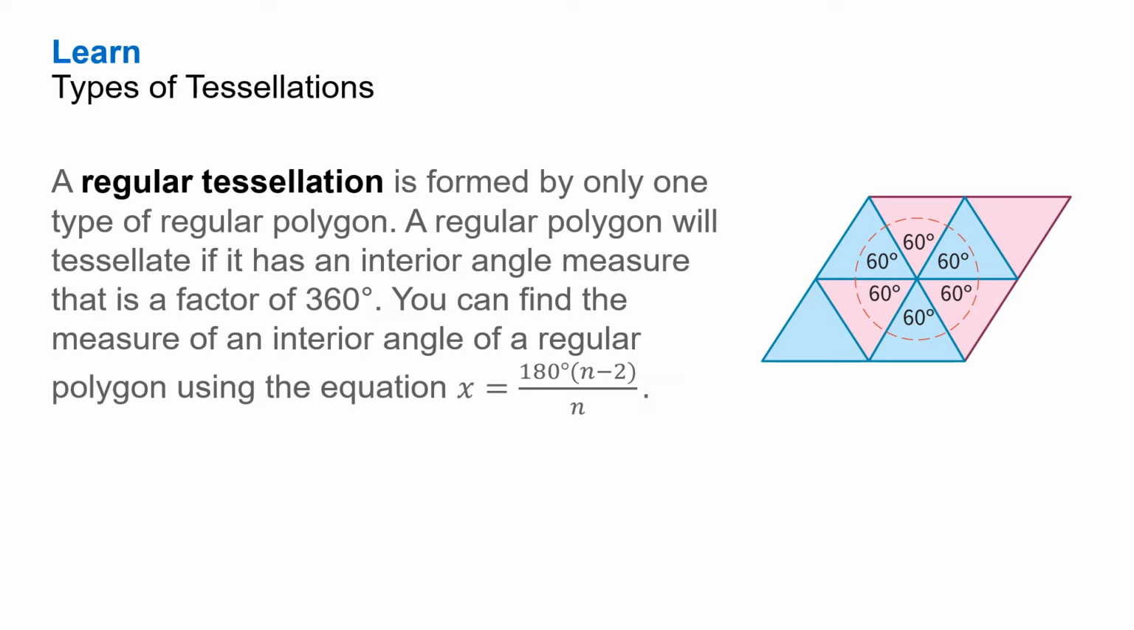A regular polygon will tessellate if it has an interior angle measure that is a factor of 360 degrees. That means a factor of 360 degrees means you can take 360 and divide it by the angle measure, and you end up with a whole number. You can find the measure of an interior angle of a regular polygon using the equation x equals 180 times the quantity n minus 2 divided by n. And n, in this case, represents the number of sides.